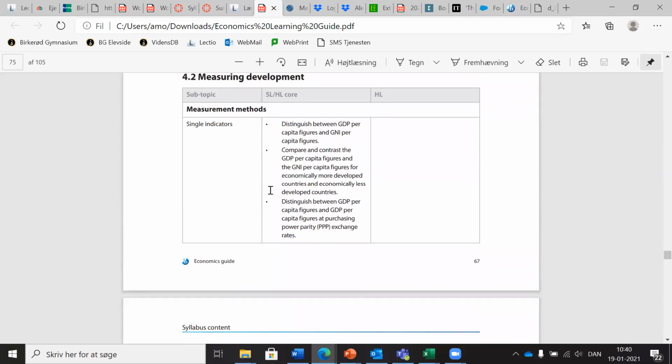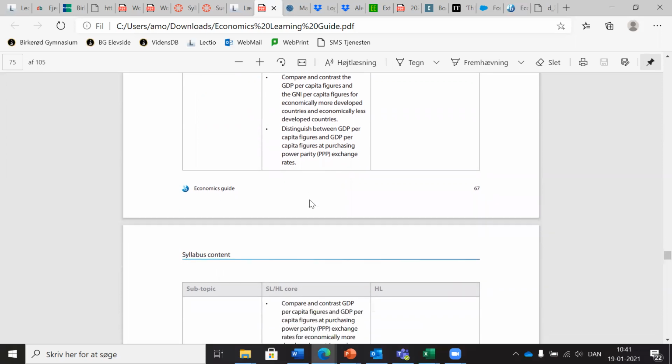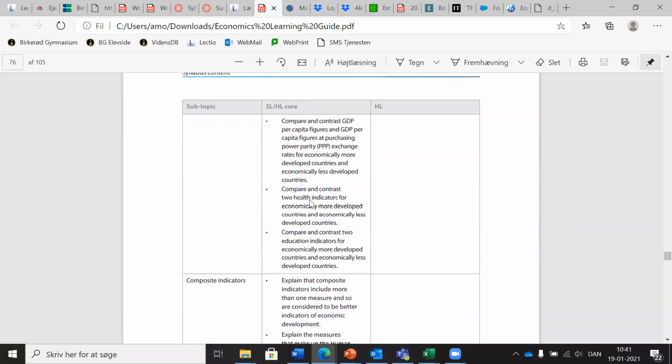In terms of measuring development, I'm going to start going through this quickly now. Just understand the different parts of GDP. So GDP per person, just GDP per capita. Know the difference between GDP and GNI. Know why we calculate GDP at purchasing power parity exchange rates, i.e. we want to understand when we adjust for purchasing power, how do the countries compare? Compare and contrast, and this is more about GDP.